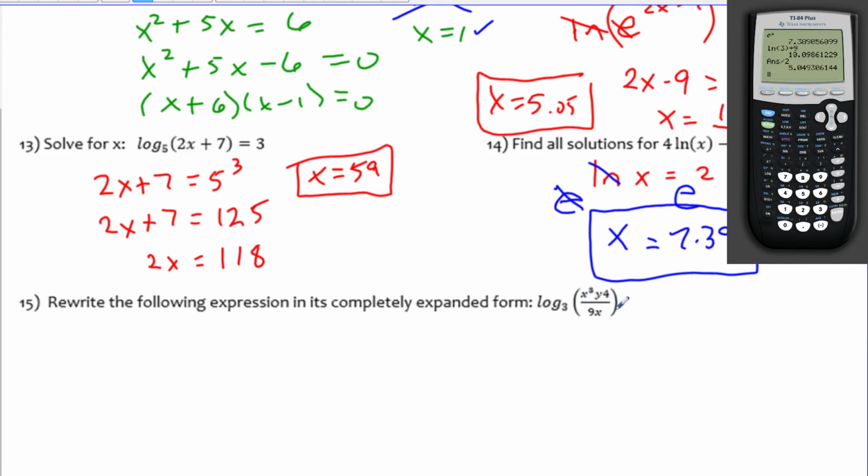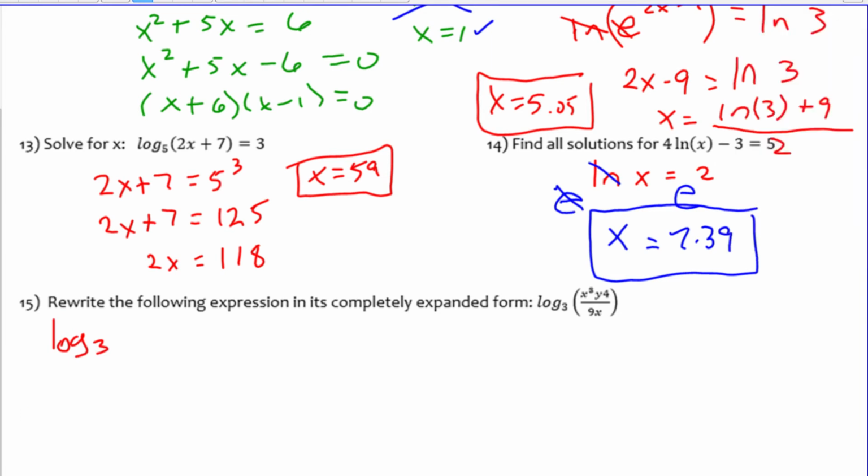There's division going on between these two expressions. When there's division going on, we're going to separate them using logs with subtraction. So I'm going to say the log base 3, okay, let me get rid of my calculator before I forget and block your screen, okay? So I'm going to say log base 3 of just the numerator, which it looks like it says x cubed y to the 4th, okay, minus, and then I'm going to put log base 3 of the denominator, 9x, okay, right there, okay? And so now I'm going to work with each of these separately.